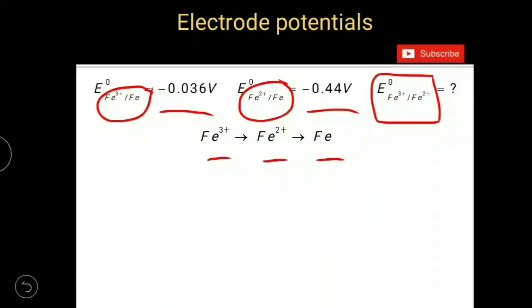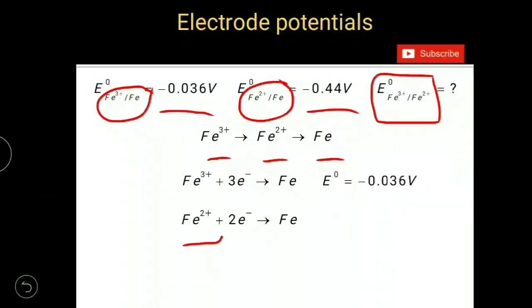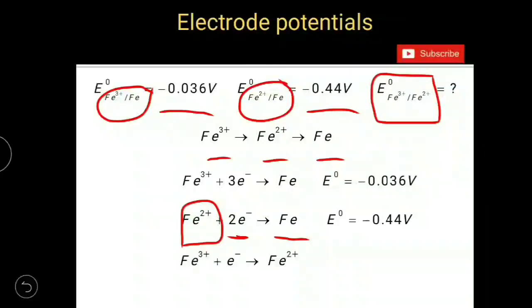As per the reduction potential values, 1 mole of Fe3+ will be reduced into iron by taking 3 moles of electrons, and its reduction potential value given is -0.036 volts. Fe2+ can be reduced into iron by taking 2 moles of electrons, and its reduction potential value given is -0.44 volts. And we need to find out what is the reduction potential when Fe3+ got reduced into Fe2+.